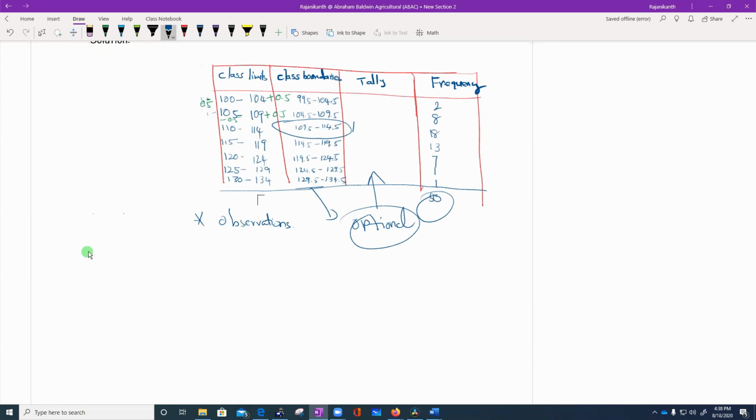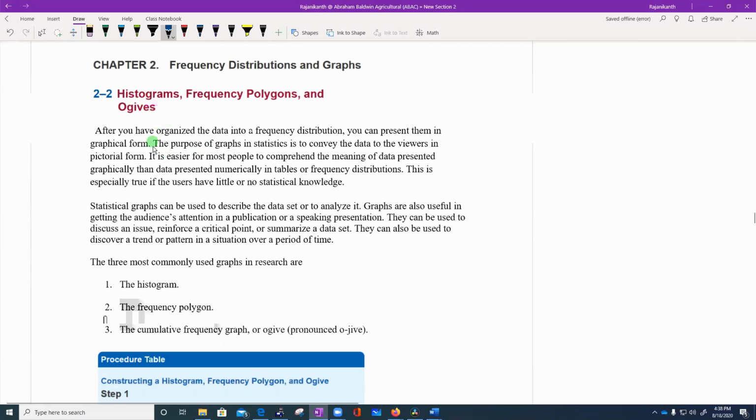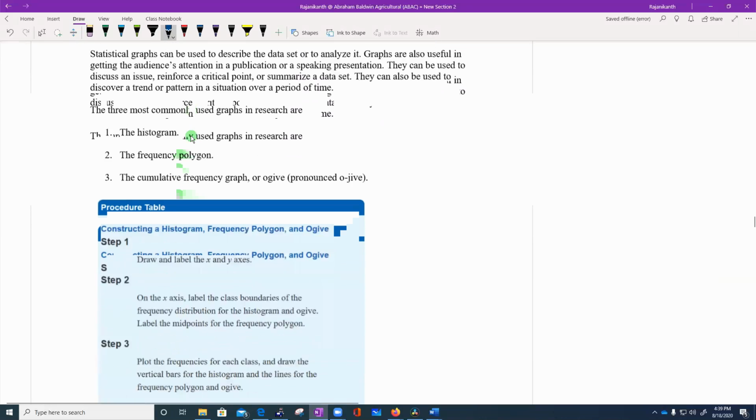Are you following me? Say yes or no. Yes, sir. Yes, very good. So it is very easy, no? These first two sections are just about drawing pictures from your data. Section 2 is about drawing pictures: histograms, frequency polygons, and ogives. I have explained all of these in my video, so why don't you go through those?